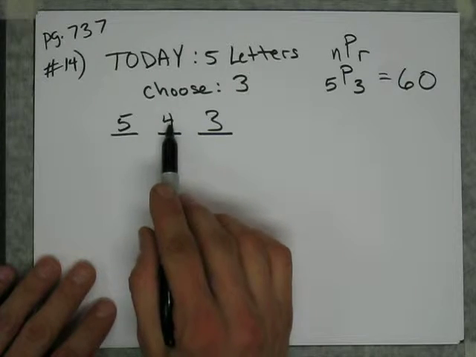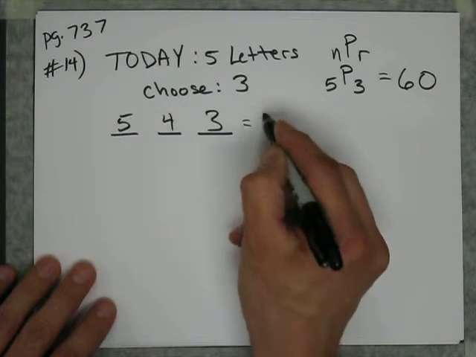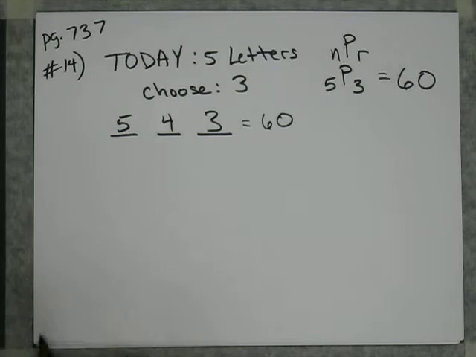Well, 5 times 4 is 20. 20 times 3 is equal to 60. Our counting principle comes into play there too. We can do the same thing.